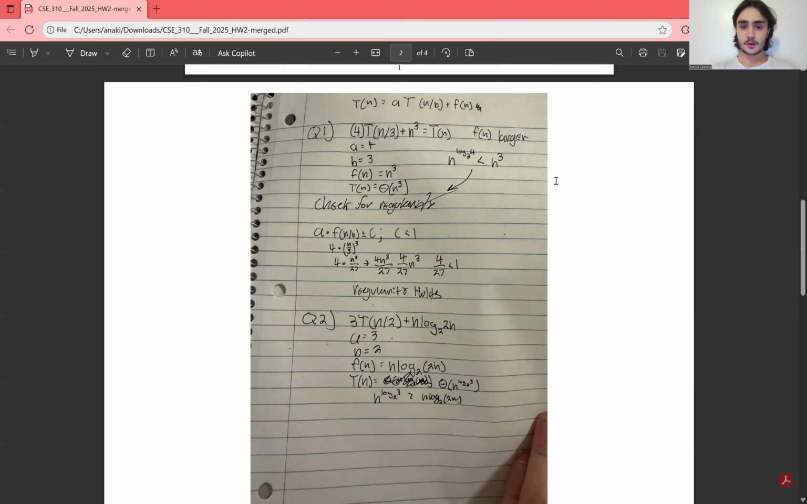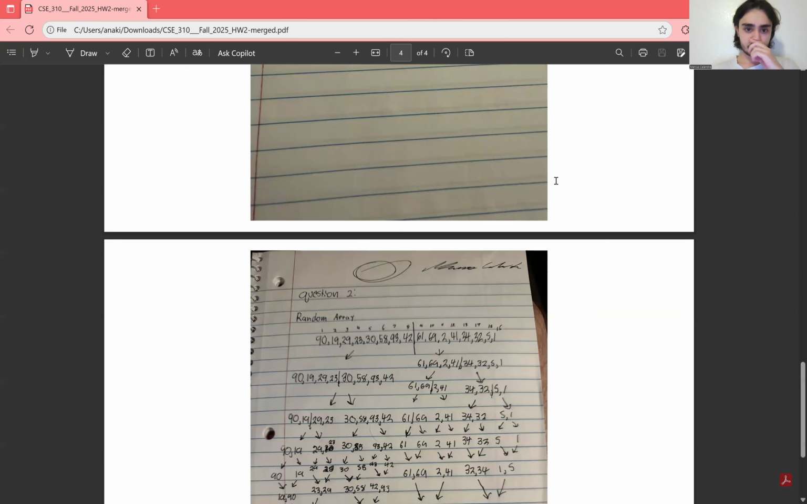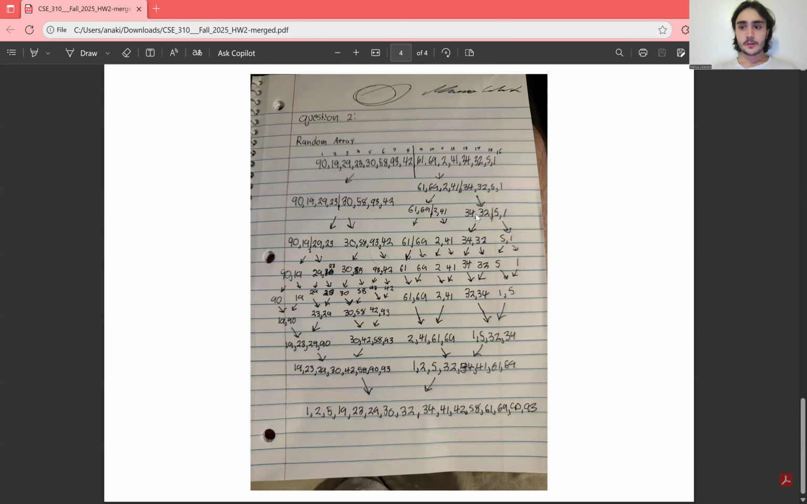Okay, I'm going to start with this one. So with our merge sort, right? I get the 16 numbers. With merge sort, what you do is you split it and you just keep splitting it. Once you've split it down as much as you can, then you start bringing it together.